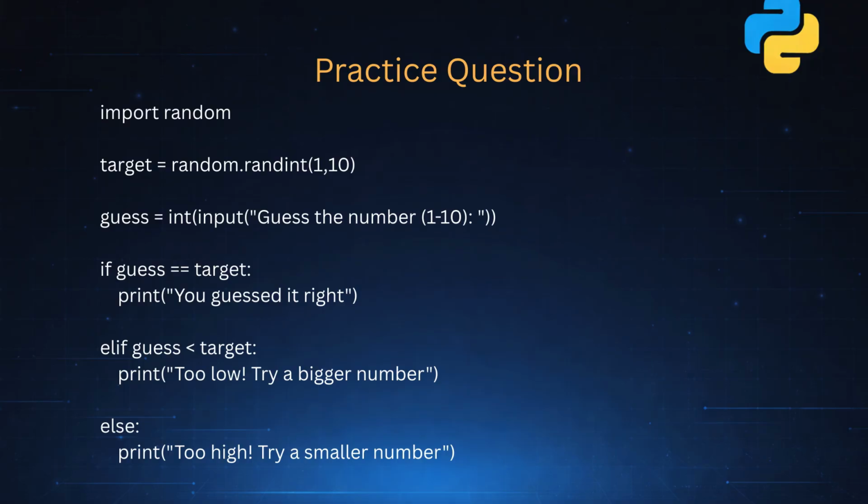If the guess is equal to the target number, the program prints you guessed it right. If the guess is smaller than the target number, it prints too low, try a bigger number. Otherwise, it prints too high, try a smaller number. Pause the video and try running this program yourself to see how the conditions work.